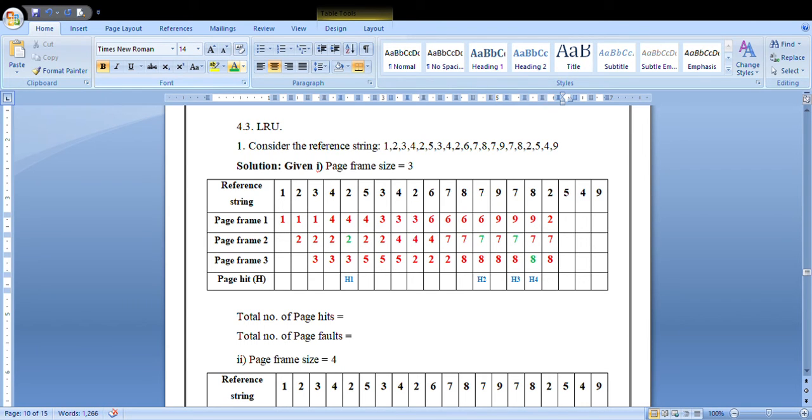Next is 5. 5 is the new page frame. You need to replace that. Here 7 is repeated for 3 times, that is the oldest page. So replace that.